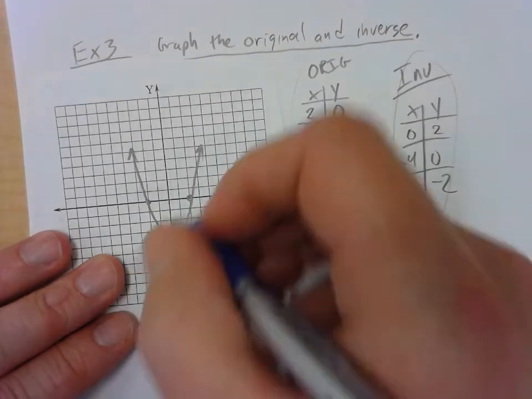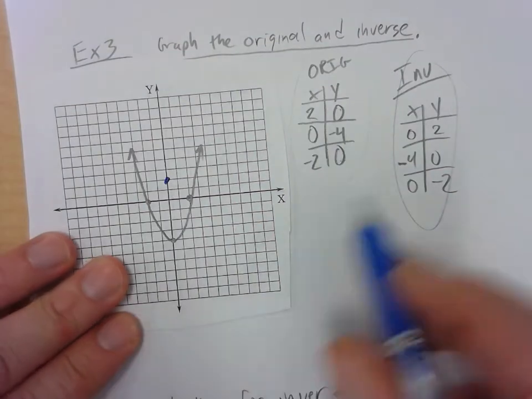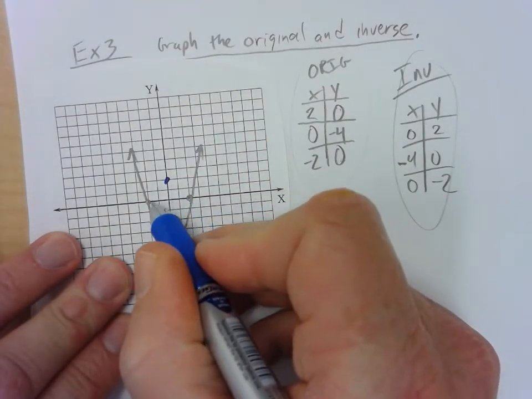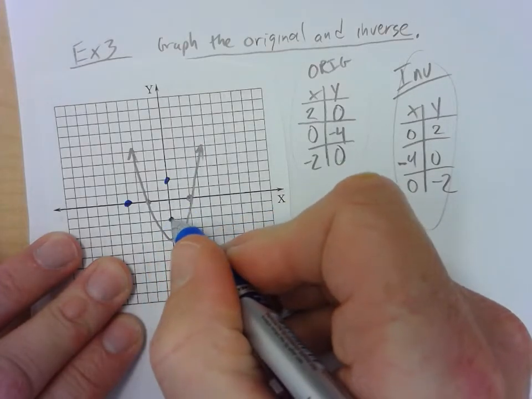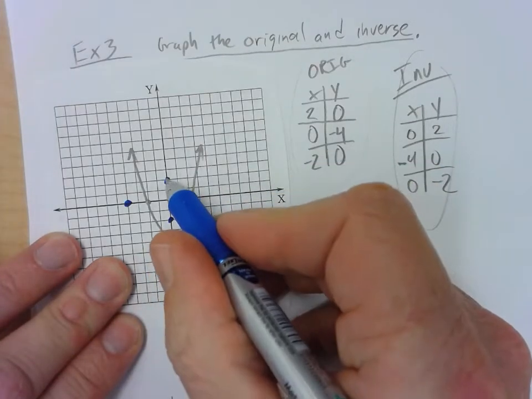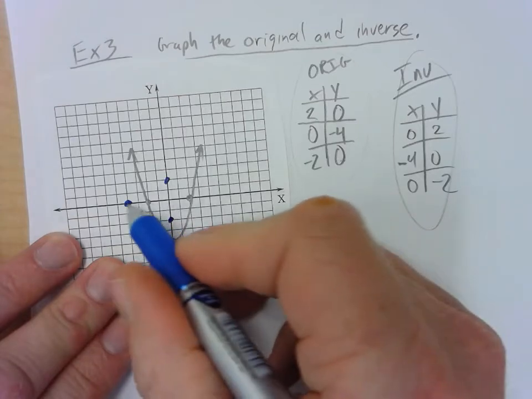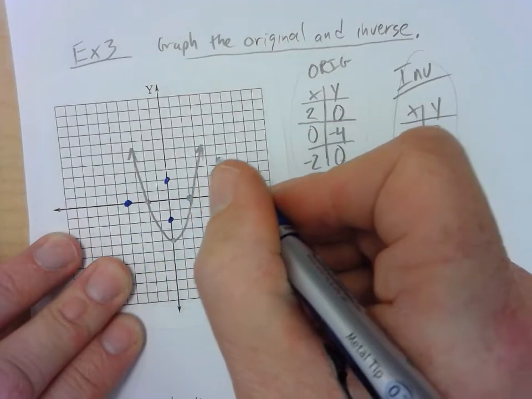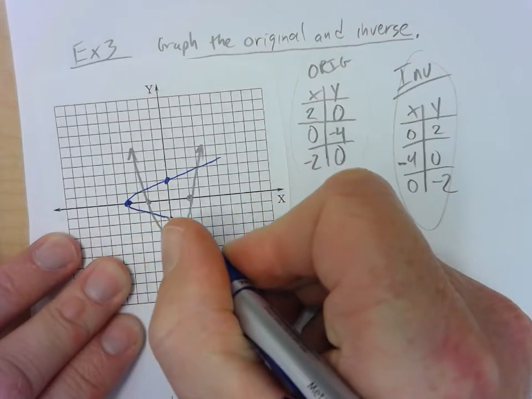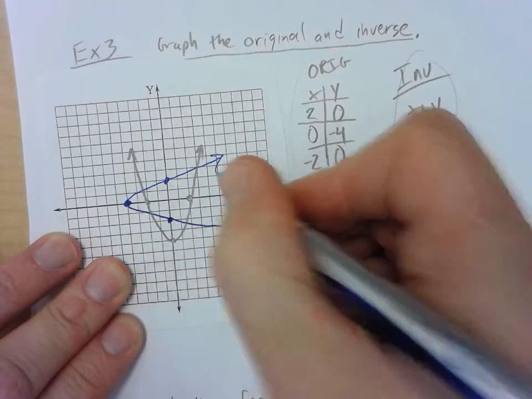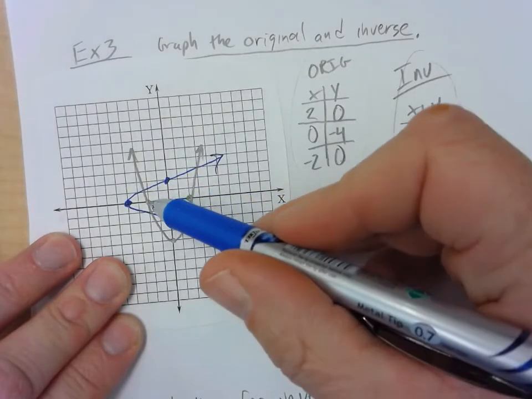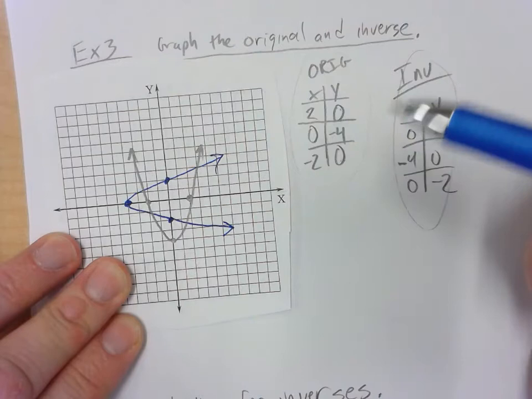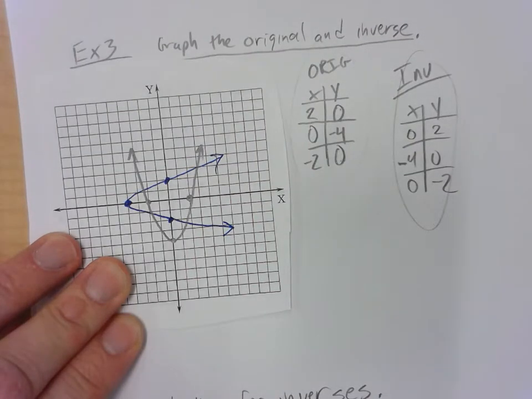So that's 0, 2, which would be up 2. Negative 4, 0, which is 1, 2, 3, 4. And then 0, negative 2, which is down here. So this point flipped to this point, that point flipped to that point, and the parabola is flipped sideways, so it's a sideways facing parabola. And there we go. So it flips across this imaginary line, and it makes a sideways parabola. Sideways parabolas are not functions, so it's definitely not a function. We talked about what functions were earlier.